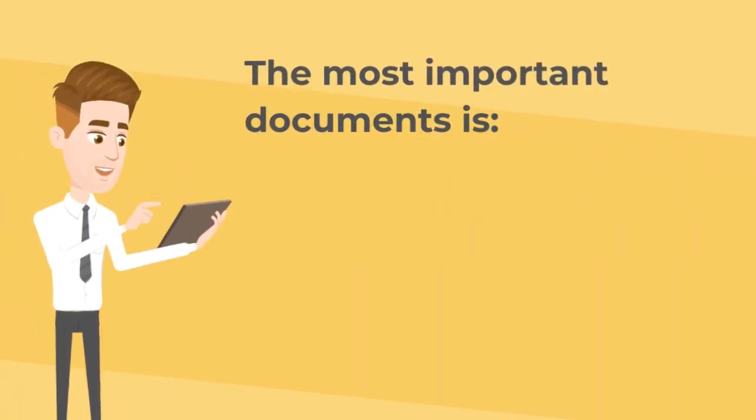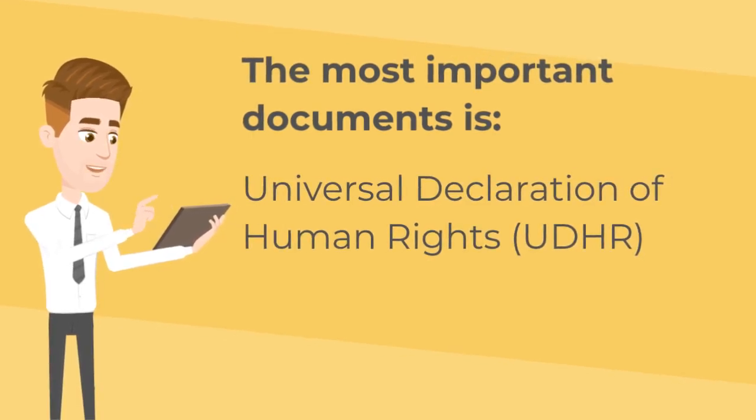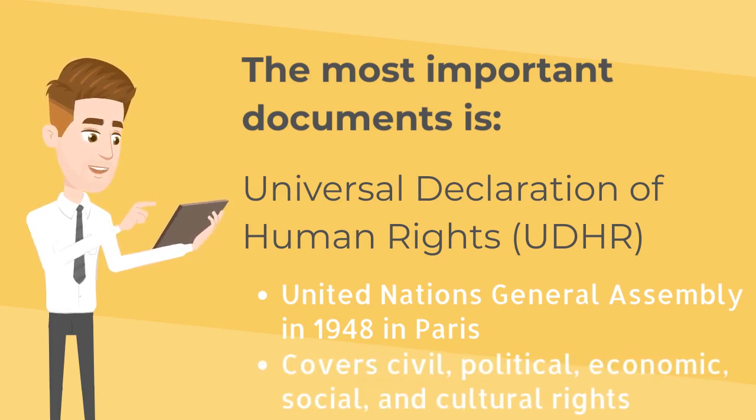The most important document on human rights is the Universal Declaration of Human Rights, UDHR. It was adopted by the United Nations General Assembly in 1948 in Paris as a response to the catastrophe of the Second World War. The UDHR is a foundational document that sets out a broad range of civil, political, economic, social, and cultural rights that should be universally protected.